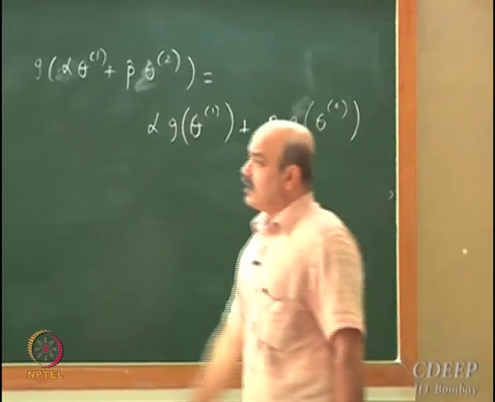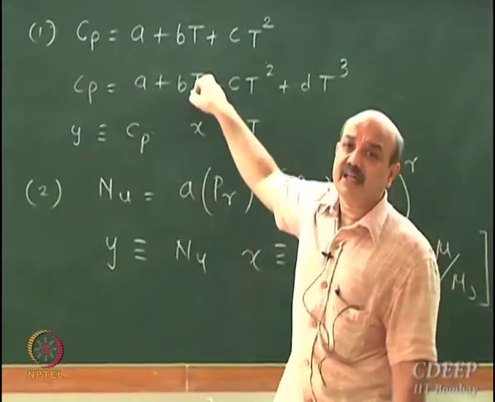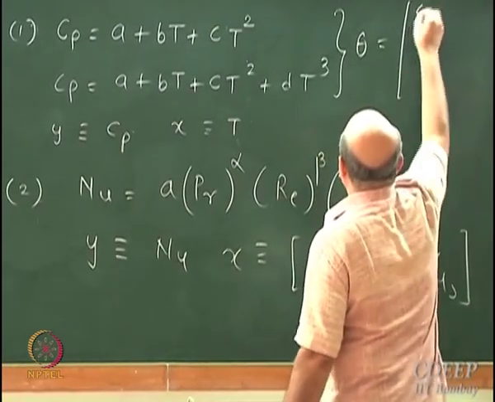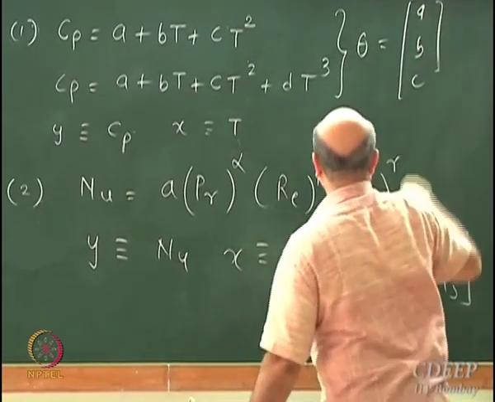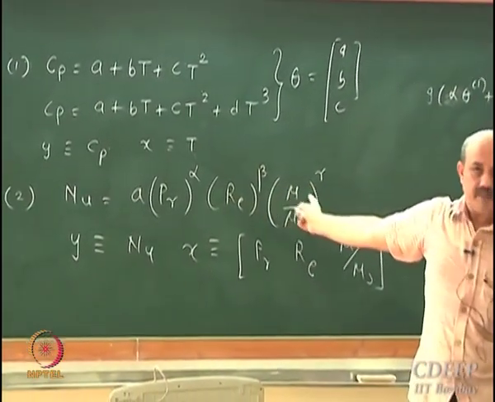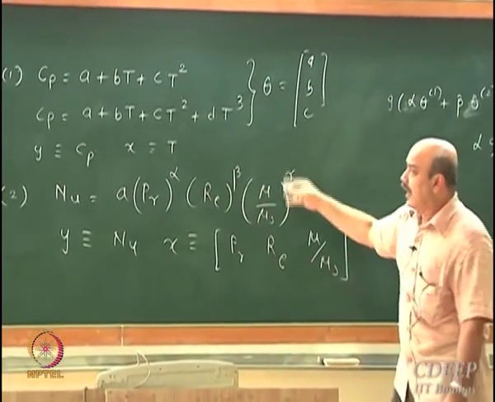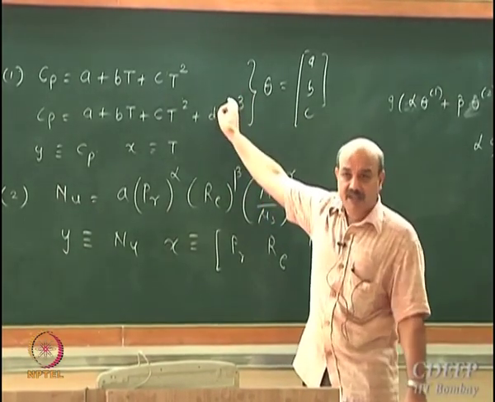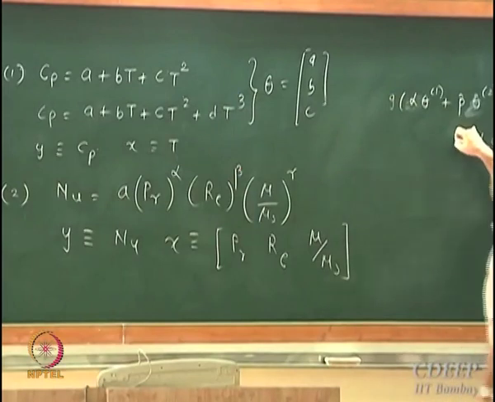When I am saying that this particular model is linear in parameter, what is the parameter vector here? Theta is a, b, c. What is the parameter vector here? A, alpha, beta, gamma. Okay. So, when I am saying that this particular model is linear in parameter, which means this definition holds with respect to theta.